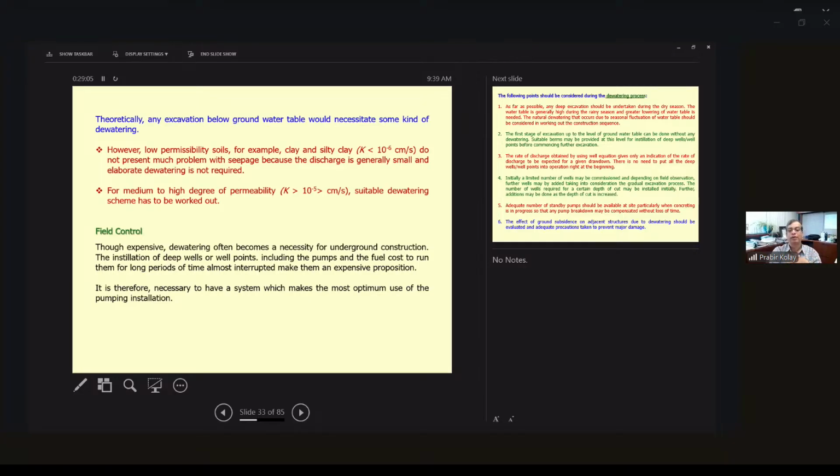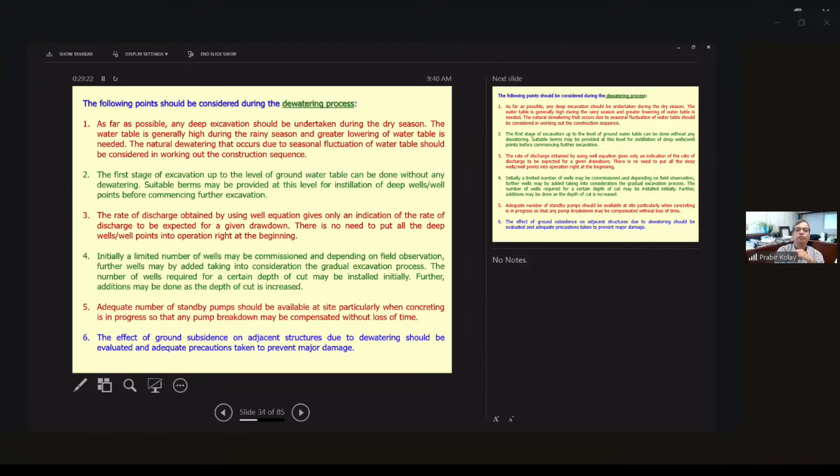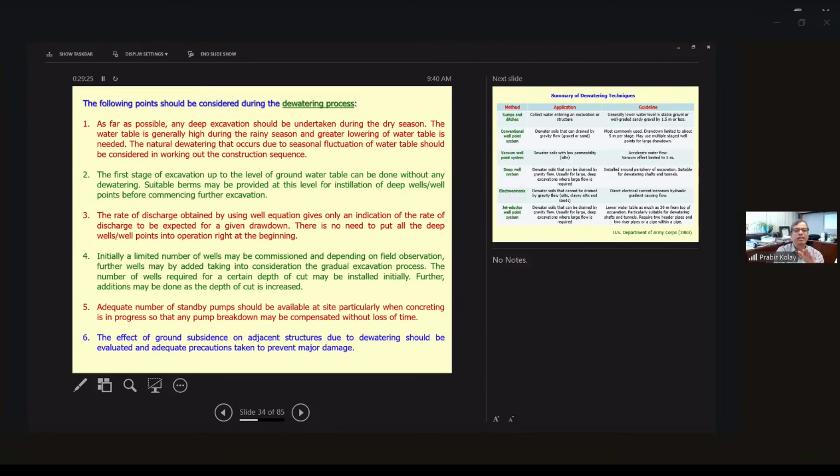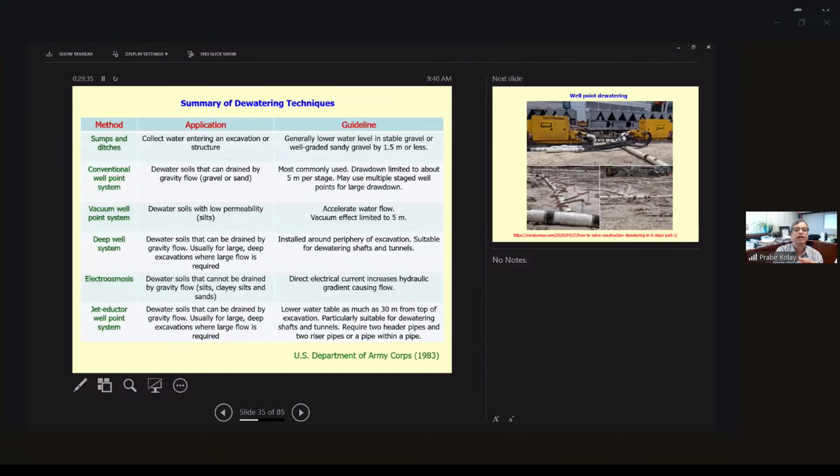Field control, although it is expensive, dewatering often becomes necessary for underground construction. As I mentioned, you may be constructing a basement, or the water table is too high, so you need to reduce it, or for underlying pipe installation or anything similar. In that type of situation you need to do that, although it is expensive. The dewatering process, I'm not going to go into detail over here. As I mentioned, all these methods are there, so you need to see the design method. You need to check what type of pump size, which we already explained, so you can just read that.